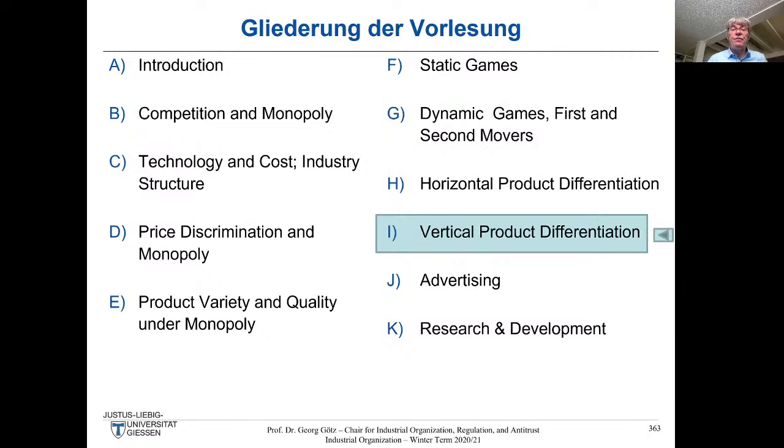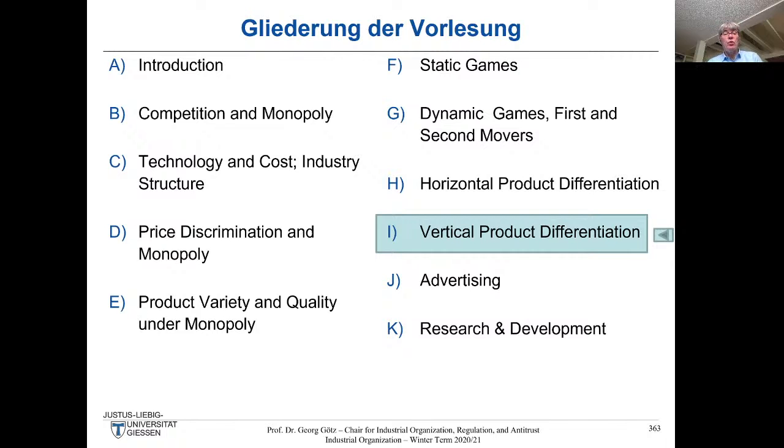I have a few more minutes left. That's why I want to do vertical product differentiation as well. What is vertical product differentiation? That is quality differentiation. We already discussed this point, that's why I want to be brief here. We discussed that topic when we discussed the decision of a monopolist whether to provide different or various qualities of a product, a high quality and a low quality. And that's what we want to do right now.